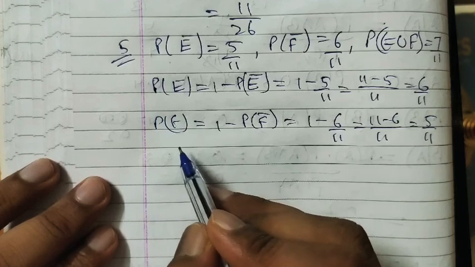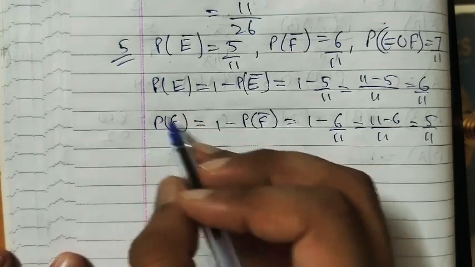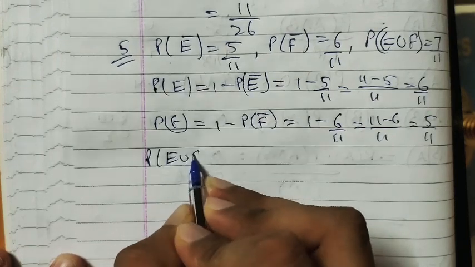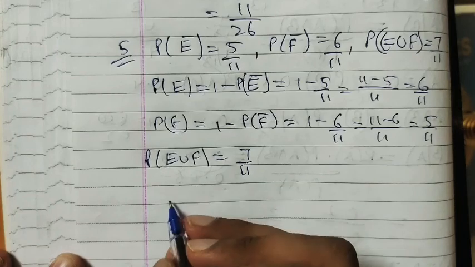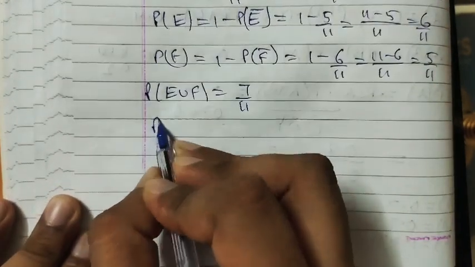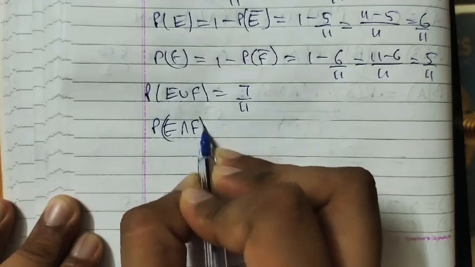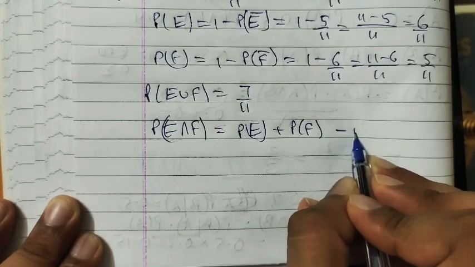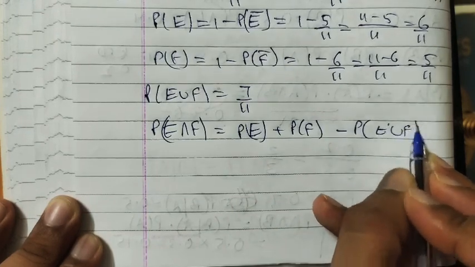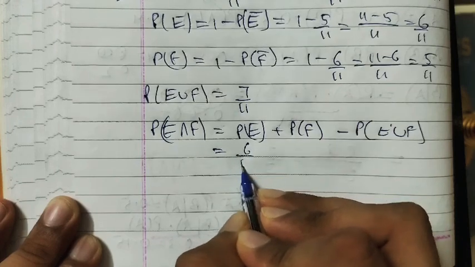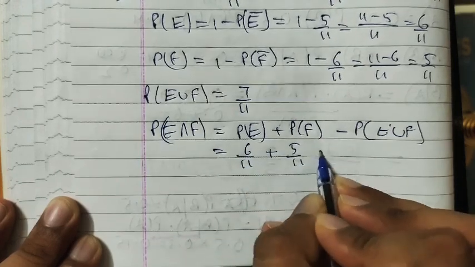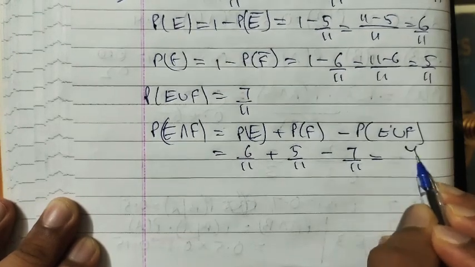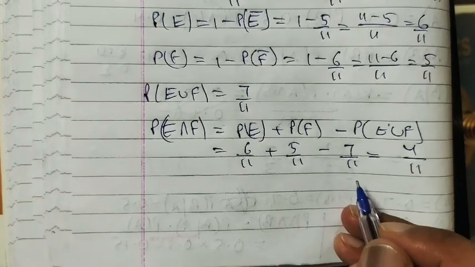So probability of E is given, probability of F is given, right? Now we have already determined, and probability of E union F is given, is equal to 7 upon 11. So probability of E intersection F we can easily determine. So probability of E intersection F is equal to probability of E plus probability of F minus probability of E union F, right? So probability of E is 6 upon 11 plus 5 upon 11 minus 7 upon 11. 6 plus 5, 11, 11 minus 7 is 4 upon 11. So 4 upon 11 is our answer.